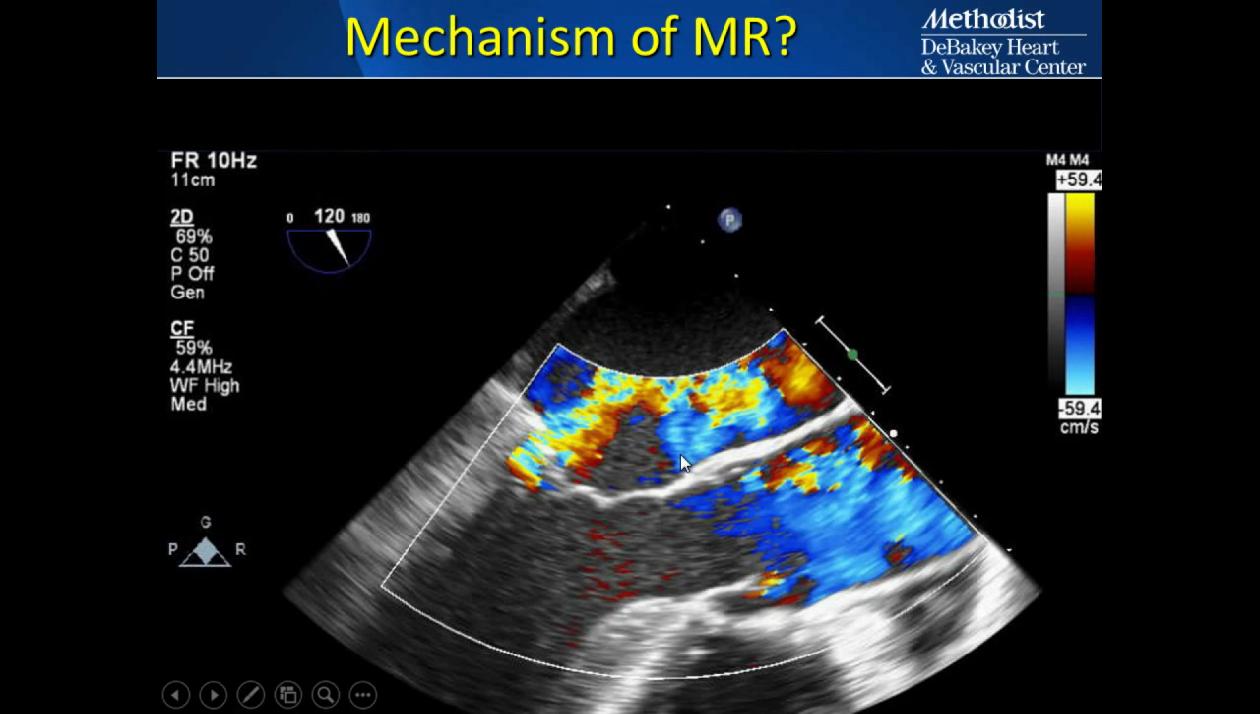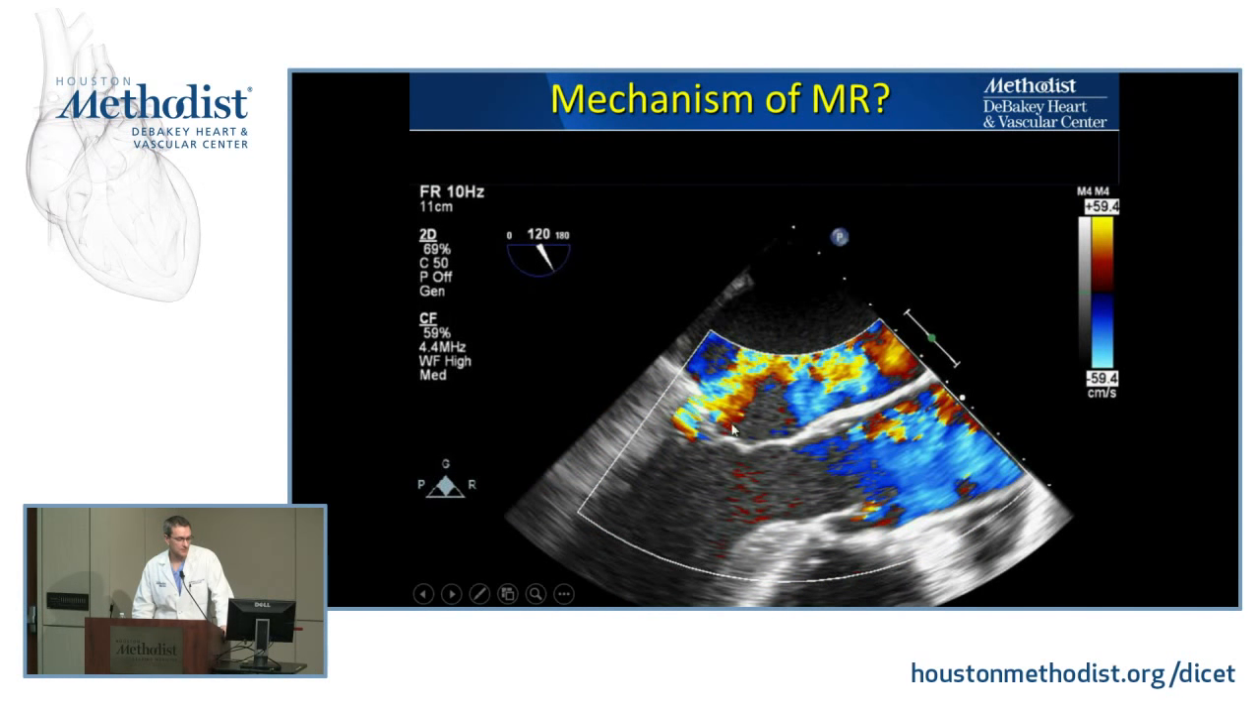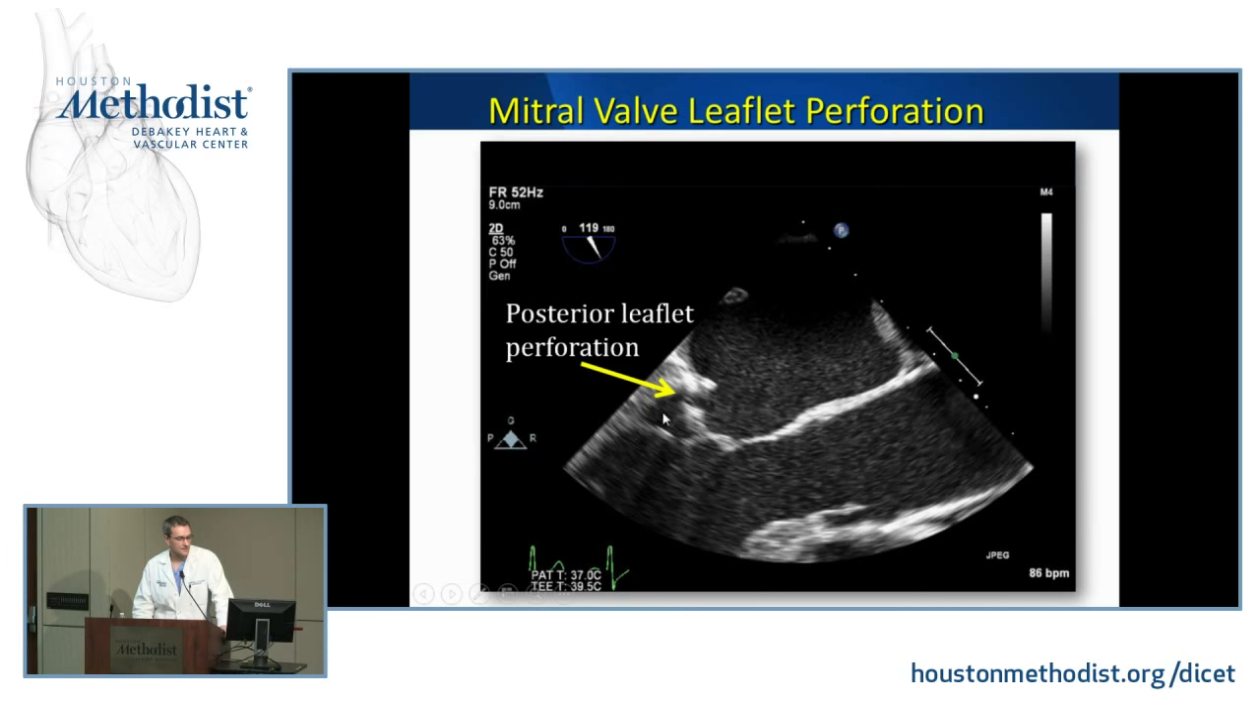So when you put color on, you see that there's very clearly a perforation of the posterior leaflet. So now you've got a wiggling mass with a perforation. That is very, very likely to be infectious endocarditis. Very little else will give you a perforation at the base of the leaflet. So a hole in the leaflet is, by and large, either they've been instrumented and it's some sort of procedural misadventure, or it's basically been infected. And that's the perforation shown here.